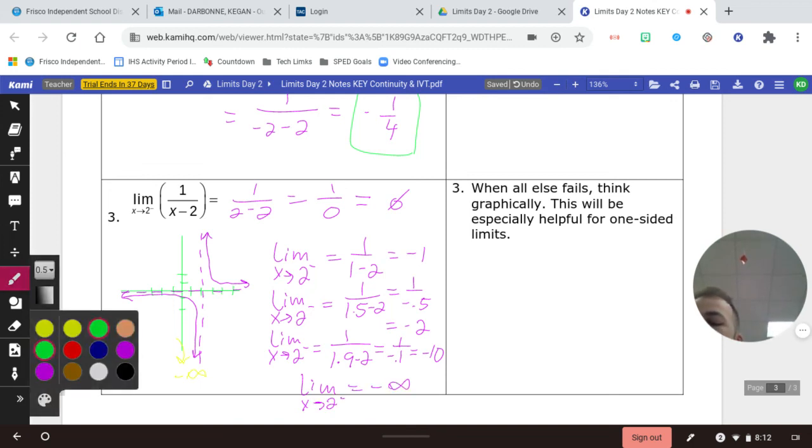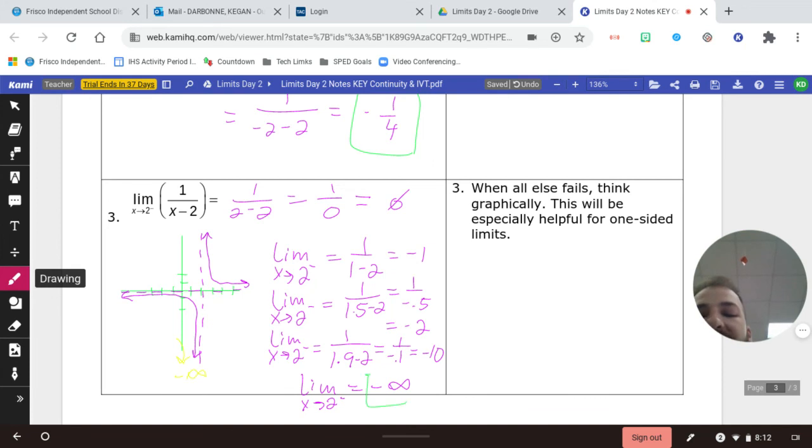Okay, and we will talk about this a little bit more next time when we talk about infinite limits. Okay, but when you have a one-sided limit at an asymptote, you can plug in a number from that side to know if it's going to be going to negative infinity or to positive infinity.